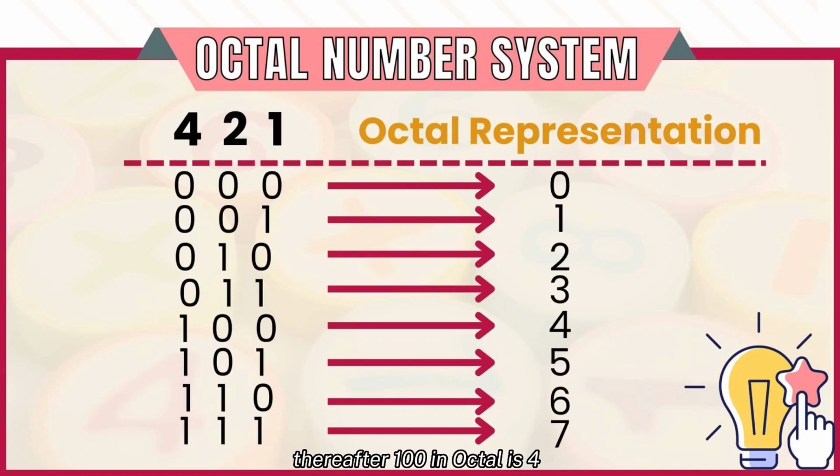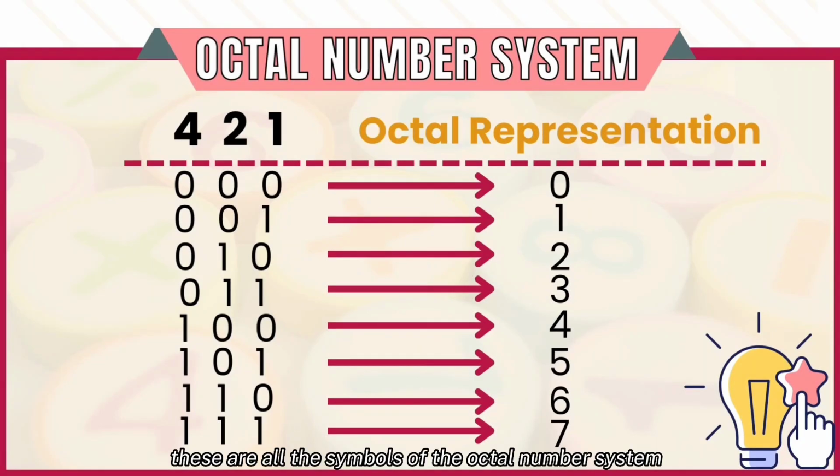Thereafter, 100 in octal is 4, as 1 is placed beneath 4. Next, 101 in octal is 5. Observe. Here 1s are placed under the place values 4 and 1. Then, 110 in octal is 6. Why? Because clearly the 1s are placed underneath 4 and 2, and 4 plus 2 is 6. Finally, 111 in octal is 7. Now, these are all the symbols of the octal number system.